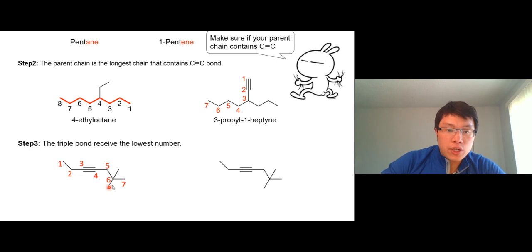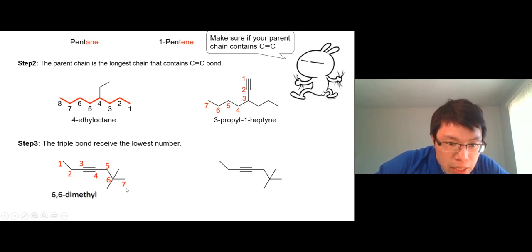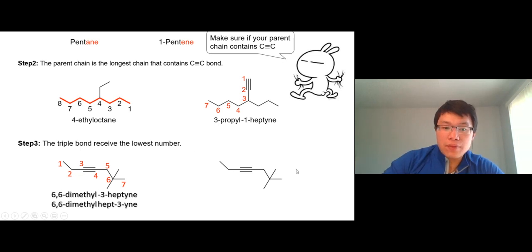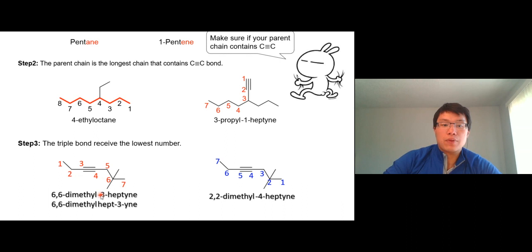There are 2 methyl groups on position 6. So we go 6,6-dimethyl. Don't forget "di". A lot of students forget "di" here. 6,6-dimethyl, there are 2 methyl groups, and it's 7 carbons, so heptyne, and the triple bond is at position 3. We go 3-heptyne. Do not count from the right side. If we go 1, 2, 3, 4, 5, 6, 7 from the right, you get a 2,2-dimethyl, but 4 is not lower than 3. We take 3. You can also do hept-3-yne. Either way works.